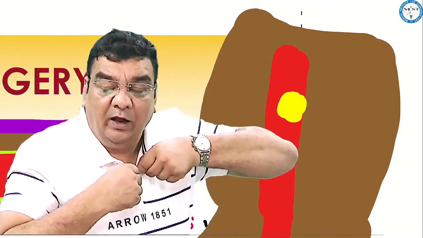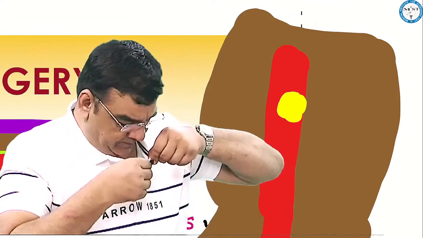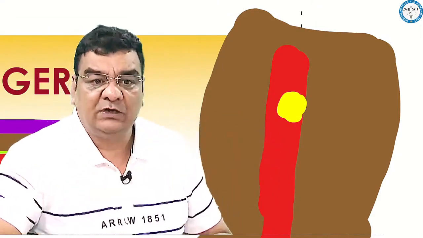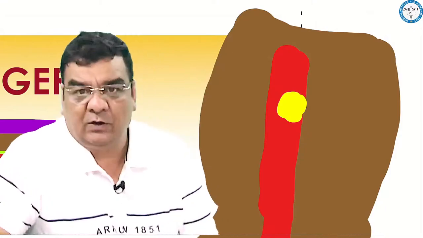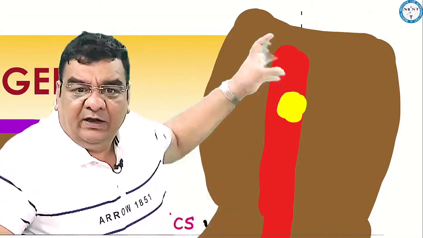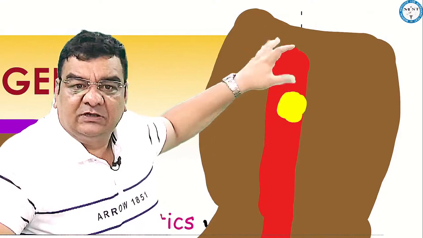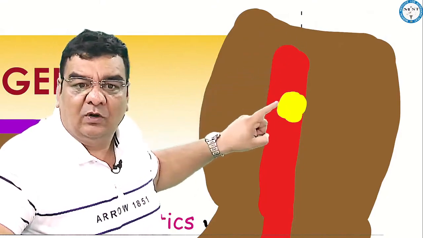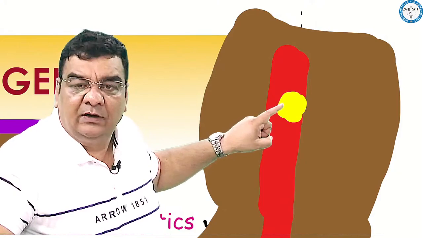This is what we call a bruit. If on auscultation, beta, you hear this bruit type of sound in a patient, this simply indicates there is some turbulence. And this turbulence is most likely because of some stenosis or obstruction, right?